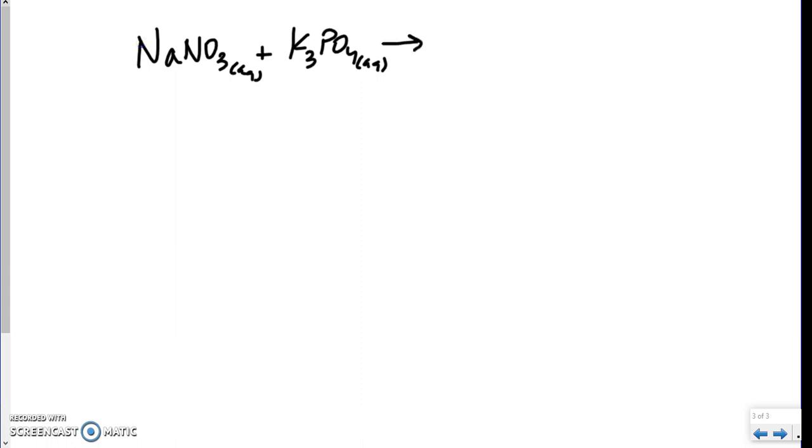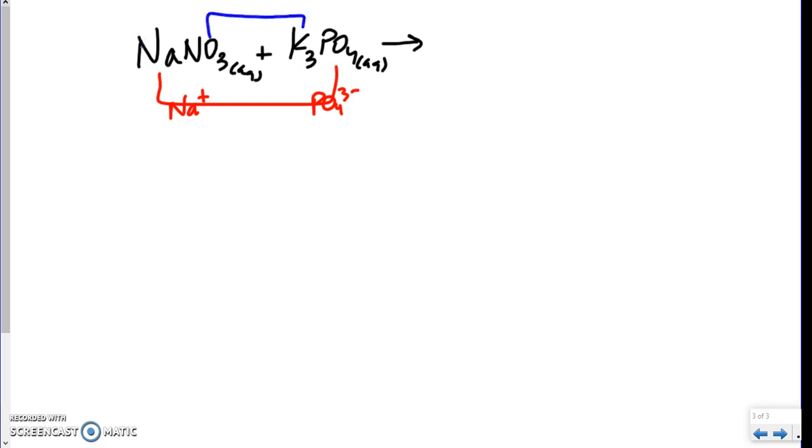Number 3 says sodium nitrate and potassium phosphate. Sodium nitrate is aqueous and reacts with potassium phosphate, which is aqueous, to produce... well, what does it produce? If we look at this, the sodium is going to go with the phosphate. Sodium is a +1 charged ion and phosphate is a -3 charged ion.